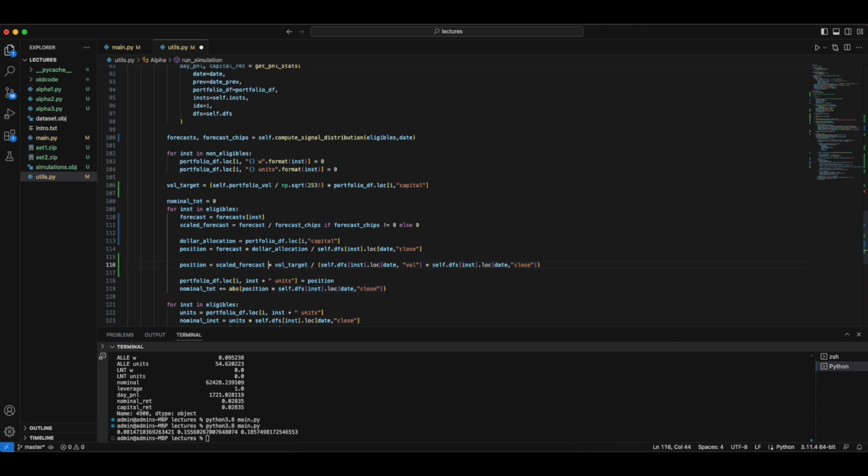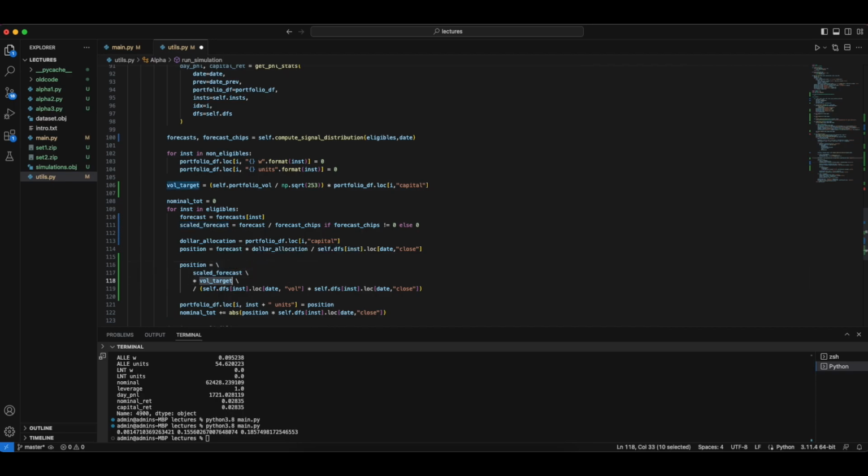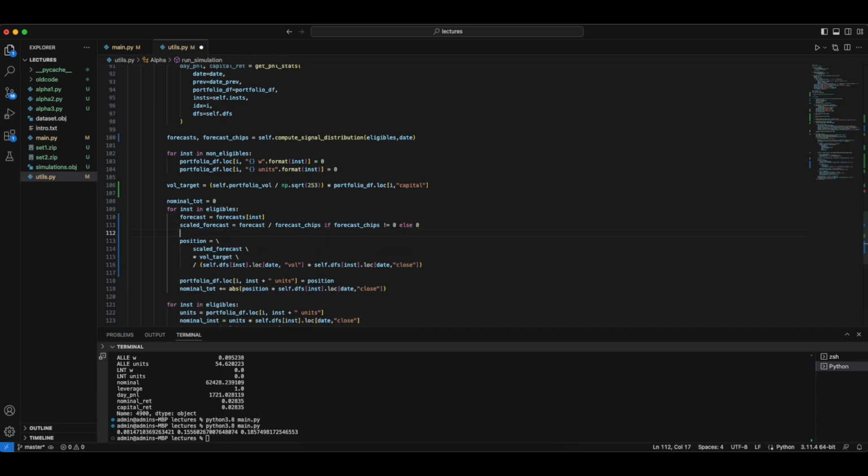So scale forecast. This is the volatility target for the whole portfolio. This is the volatility target scaled by the forecast for the instrument in dollar terms. And then this is the volatility of the instrument in dollar terms. And this would be our position sizing. So that should make complete sense, right? Because this is the volatility target for the instrument, and this is the volatility realized by each instrument. So the total number of positions should just be this divided by this, and we can delete this altogether, which means we now need to implement this.